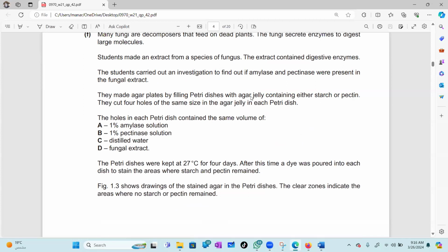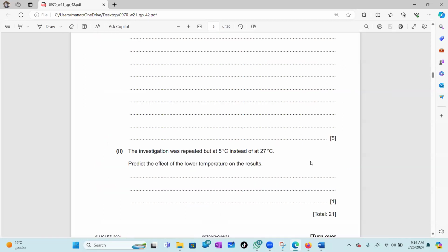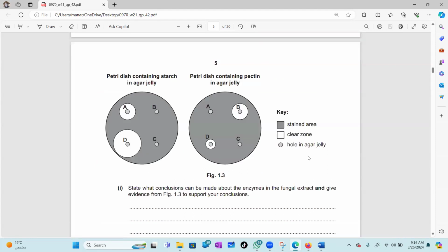So now, what do you do in order to score the 5 marks in this question? You will talk about what happens in every Petri dish separately. So a perfect answer, which was made mainly by only 1 or 2 students, will talk about the Petri dish that contained starch, and then the Petri dish that contained pectin, each one separately. So in the Petri dish that contained starch, A was 1% amylase.